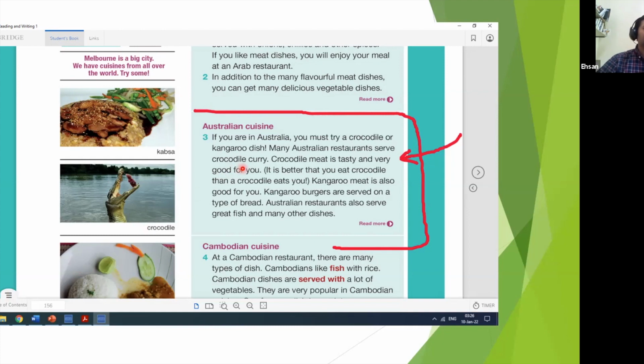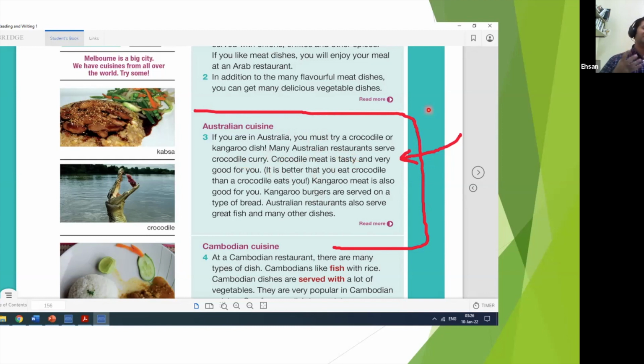This is from the first book. So students who are exposed to this and use this book are students at a very low level of English competence, and they cannot easily express themselves if they have opposing ideas. And you can see here, for example, an extract about Australian cuisine. It's been written that if you are in Australia, you must try a crocodile or kangaroo dish.